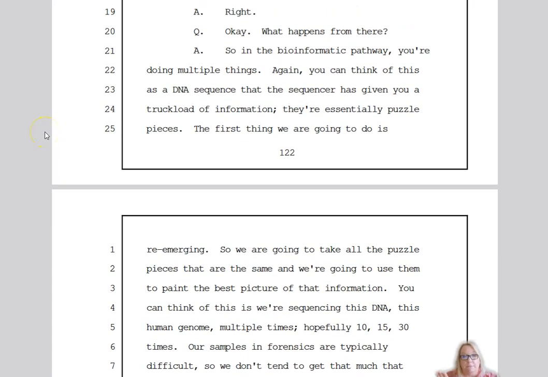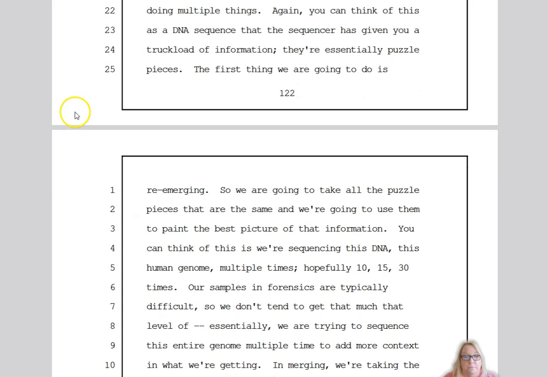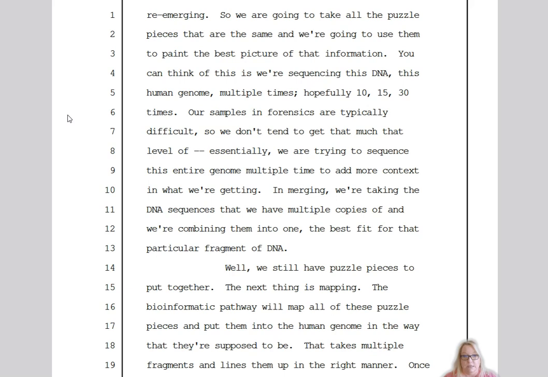So in the bioinformatic pathway, you're doing multiple things. Again, you can think of this as a DNA sequence that the sequencer has given you a truckload of information. They're essentially puzzle pieces. The first thing we're going to do is merging. So we're going to take all the puzzle pieces that are the same, and we're going to use them to paint the best picture of that information.